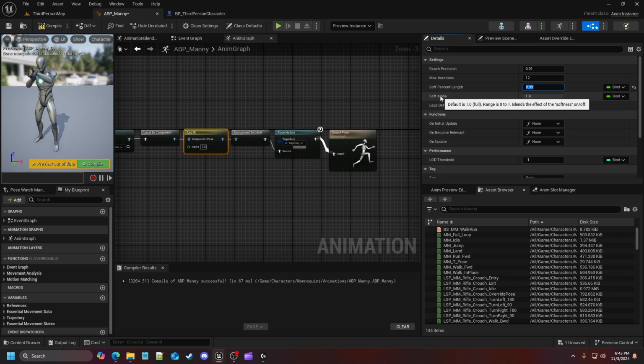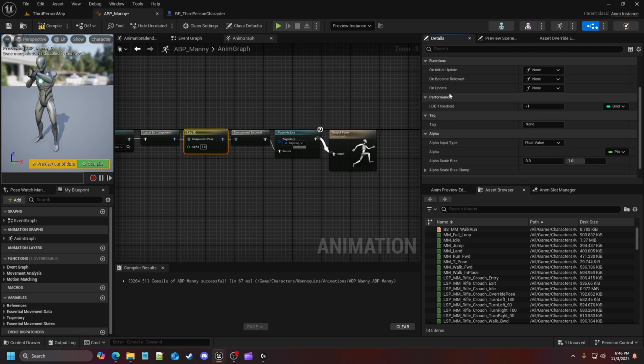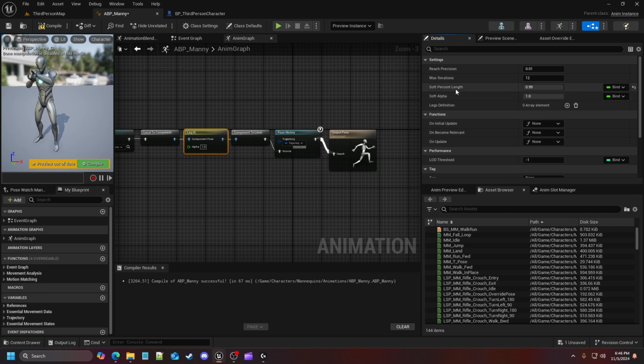I don't remember off the top of my head what the soft alpha is doing, but we do want to keep that at 1 because it says it blends the effect of the softness. There's more going on with the soft alpha, but again, it's not coming to me off the top of my head. So what I'll probably end up doing is making notes in the comment about what these settings do for the leg IK, unless you do want to go and watch my game animation sample project from scratch, where I discuss the leg IK in greater detail.